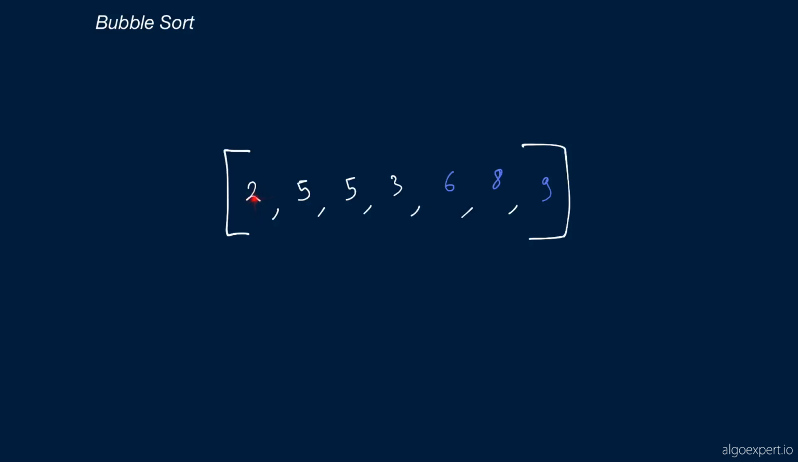So we start at the 2 and 5, correct order, so we don't do anything. 5 and 5, correct order, don't do anything.